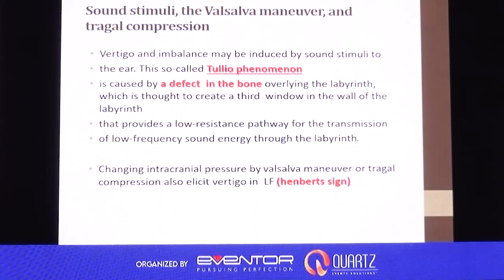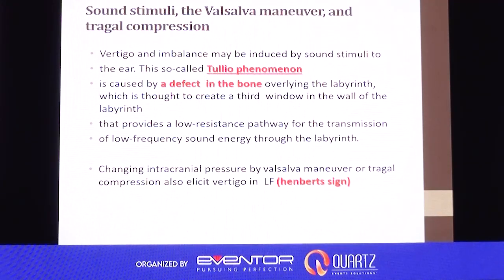Also, we can do in the bedside examination sound stimuli, and things like the Valsalva maneuver and tracheal compression. Vertigo and imbalance may be induced by sound stimuli to the ear, what's called Tullio phenomenon, and also caused by a defect in the bone overlying the labyrinth, known as the third window syndrome, which is thought to create a third window in the wall of the labyrinth. That provides a low resistance pathway for the transmission of low frequency sound energy to the labyrinth.